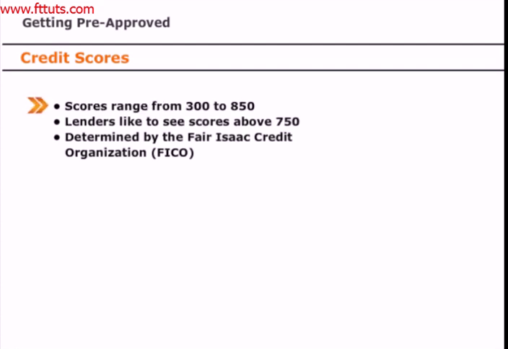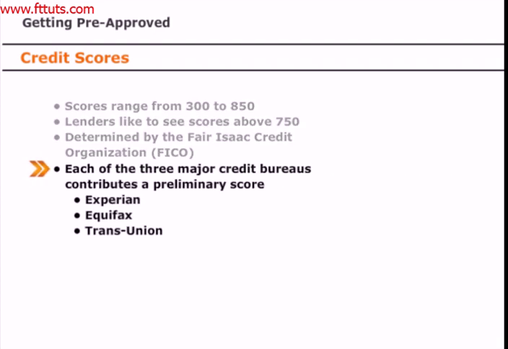As you suggest, Jan, a person's credit is a very important component in the loan qualifying process. Credit scores can range from 300 up to 850. Lenders like to see credit scores of 750 and above. The specific score comes from special calculations designed by Fair Isaac Credit Organization, commonly referred to as FICO. FICO uses a proprietary scoring system to determine your overall credit score.